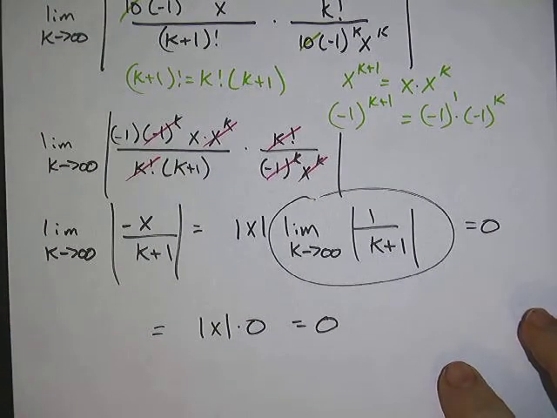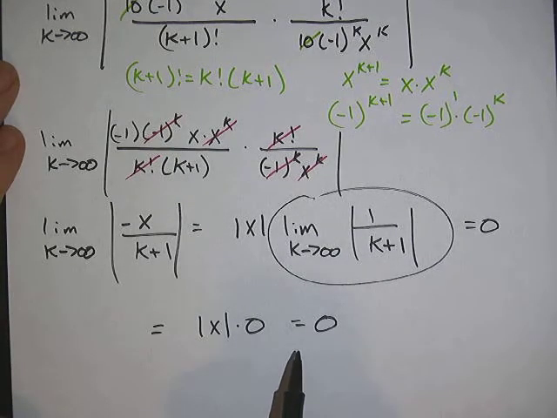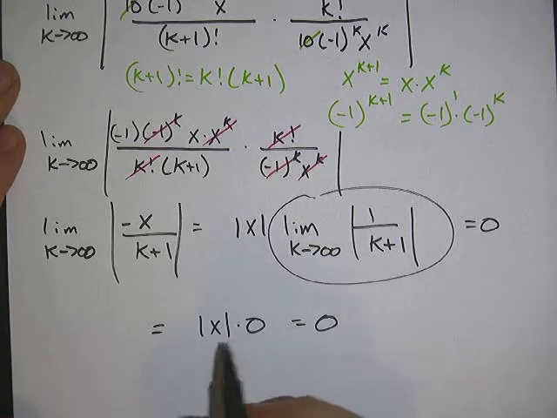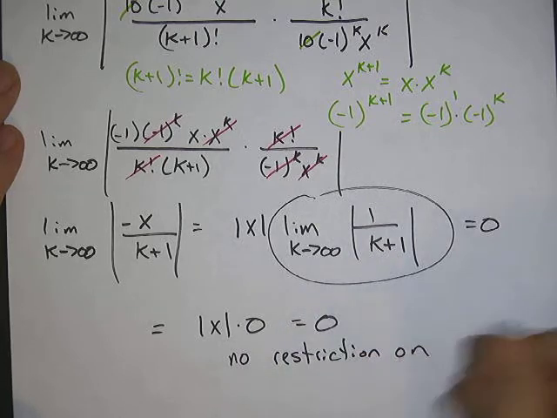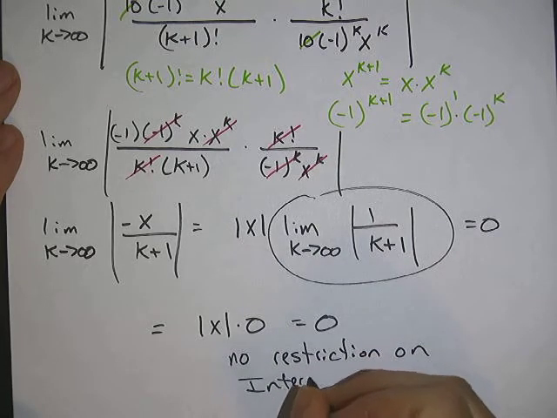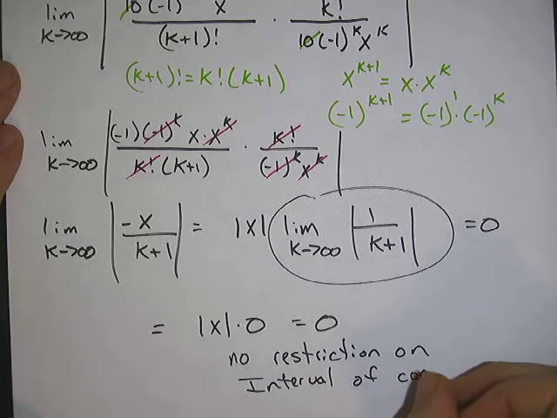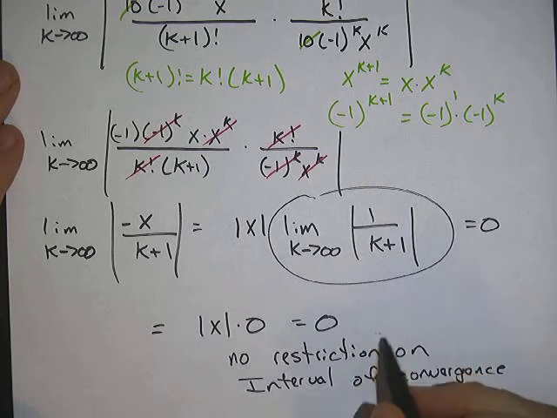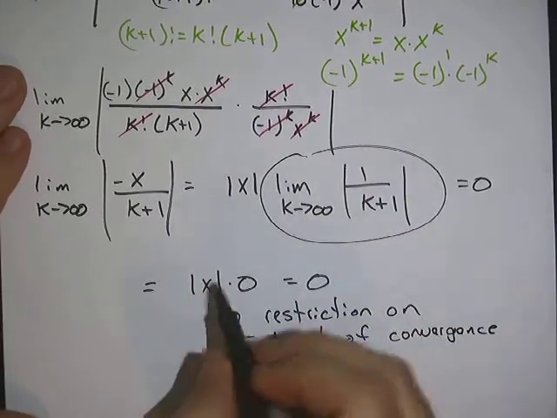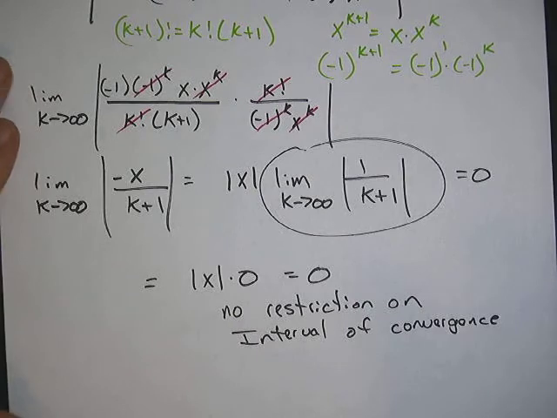So what that tells us is that the interval of convergence doesn't depend on x, because x is going to get multiplied by 0 anyways. So our interval of convergence is not restricted. There are no restrictions on the interval of convergence. Okay, if this was not 0, if this was some other number, then we would set that less than 1, and we'd solve it for x. But this is going to be 0 because it gets multiplied by 0. So there's no restrictions on the interval of convergence.